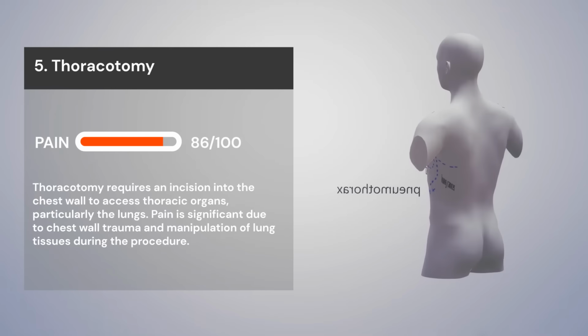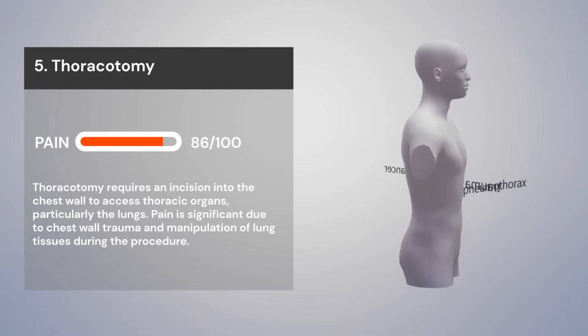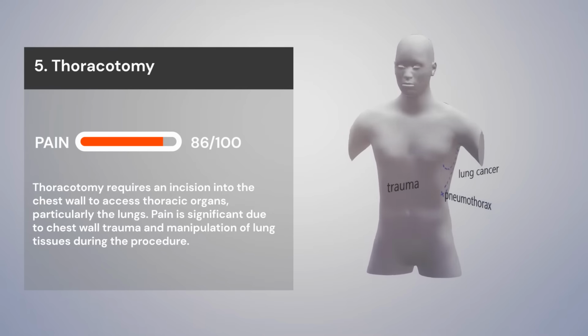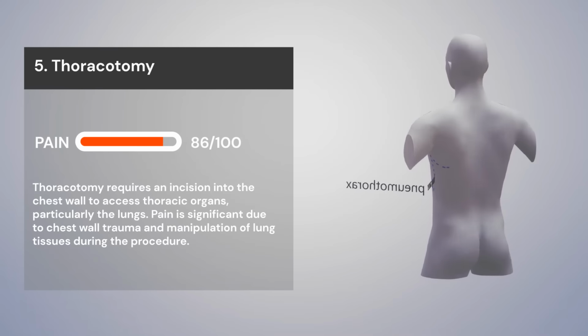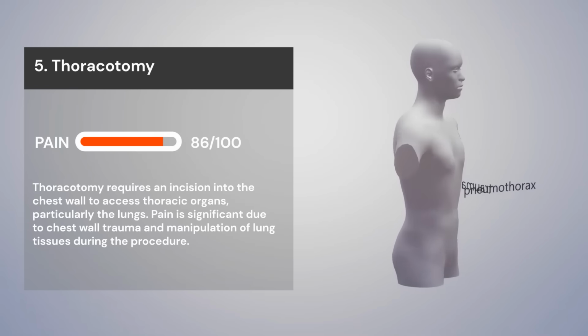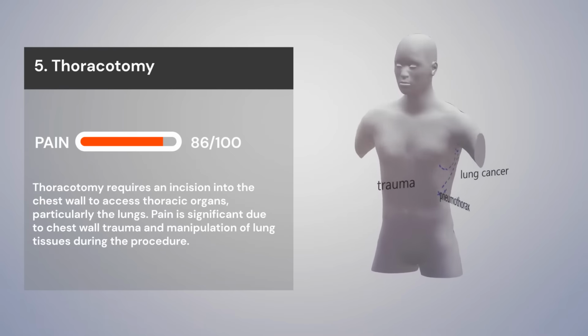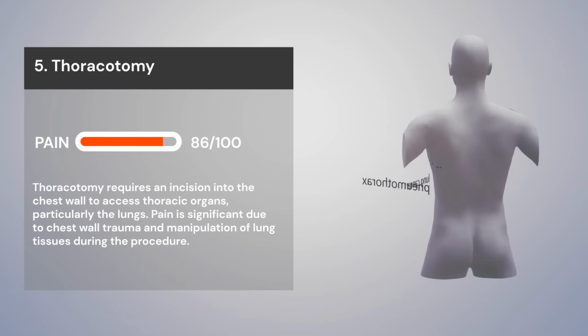Number 5. Thoracotomy. Thoracotomy is a surgical procedure that involves making an incision into the chest wall to access the thoracic organs, such as the lungs or esophagus. This procedure is necessary for treating conditions such as lung cancer, pneumothorax, or trauma. The pain associated with thoracotomy is significant due to chest wall trauma and manipulation of lung tissue during surgery.